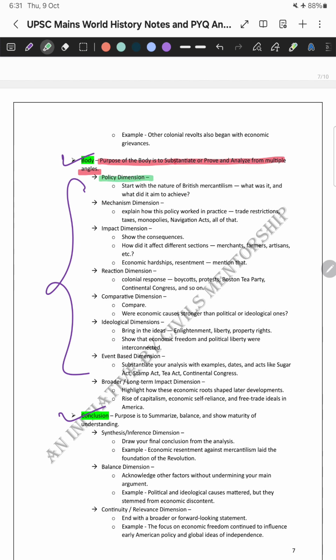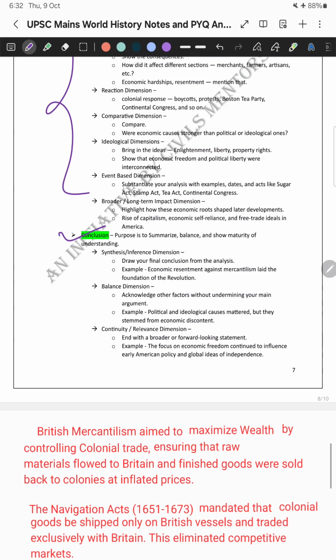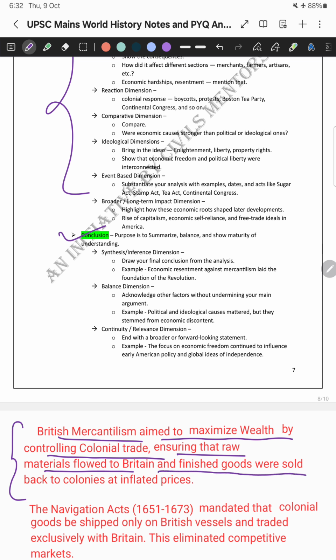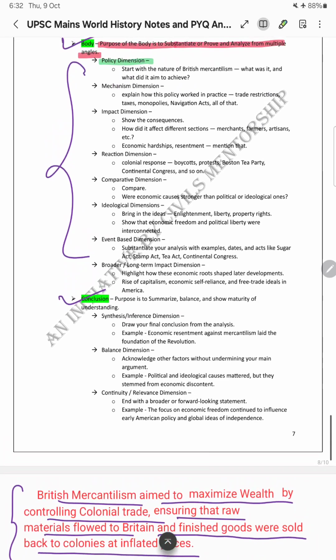Now, what does this mean? You can start with the nature of British mercantilism, like what was it and what did it aim to achieve. So this is all about the policy dimension. Say for example, you can also write this dimension in this way, that British mercantilism aimed to maximize wealth by controlling the colonial trade, ensuring that raw materials flowed to Britain and finished goods were sold back to colonies at inflated prices. So in this way also you can write about that particular dimension.